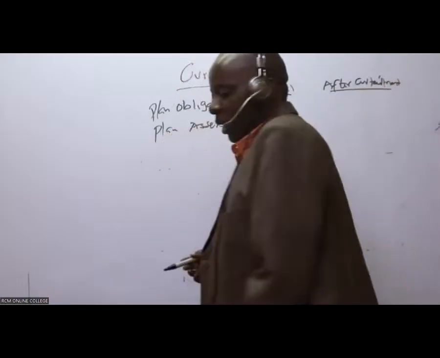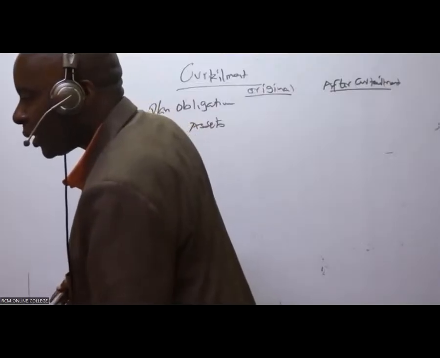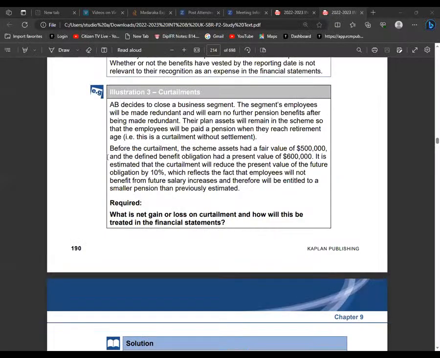I hope you have been able to take the screenshot. So the original: we are told before the curtailment, the scheme assets were 500,000. So plan assets, original, 500,000. And then they've told us the obligation was 600,000.